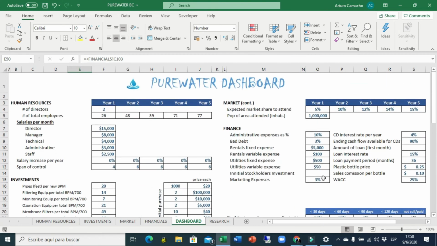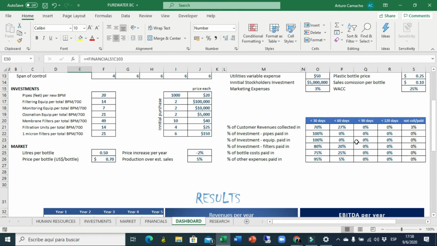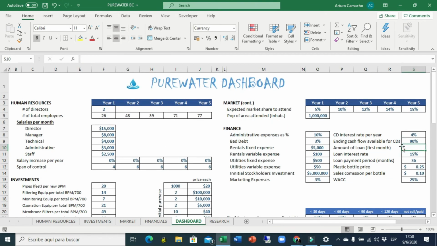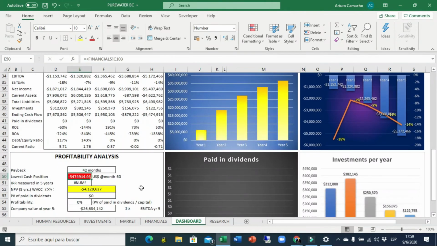Okay, so imagine that you can only have 5 million from the stockholders, and the rest you have to ask to the bank. So let's see how much is that. It's like around 5 million, maybe a bit more. Let's try 5.5 million. And still negative. Whoa! Oh, I see what's happening. See, it's in the month 60. So what it means is that your project is returning negative values.